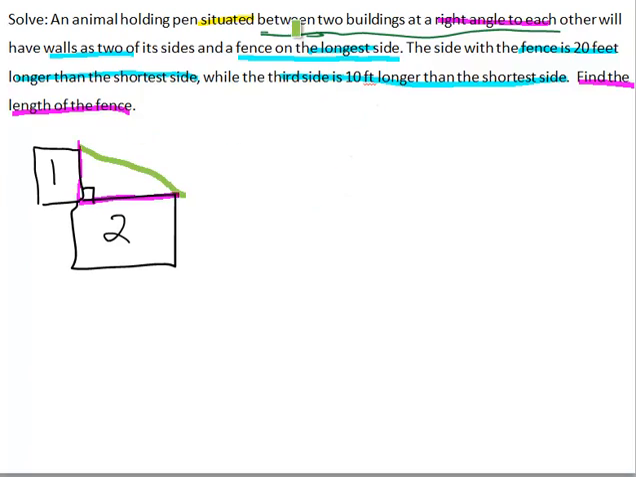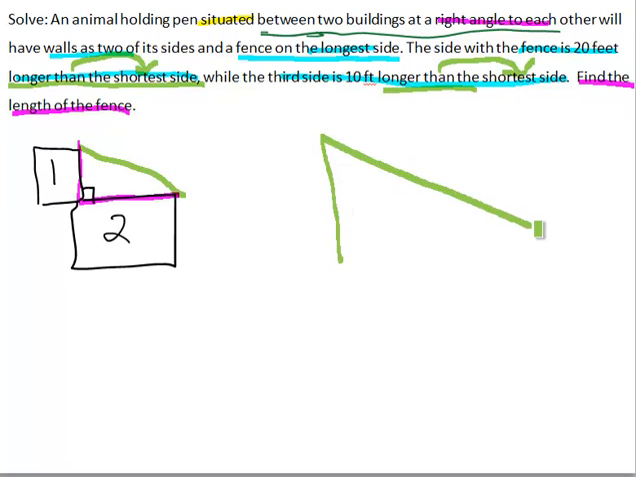I want to go back though and do some more analysis with the problem. You may remember that I talked about when I'm reading these kinds of things, I look for where they're comparing the different measurements. And here it says the side with the fence is 20 feet longer than the shortest side. Remember, than usually points to the variable you're interested in. Same thing over here. The third side is 10 feet longer than the shortest side. So clearly, the short side is interesting.